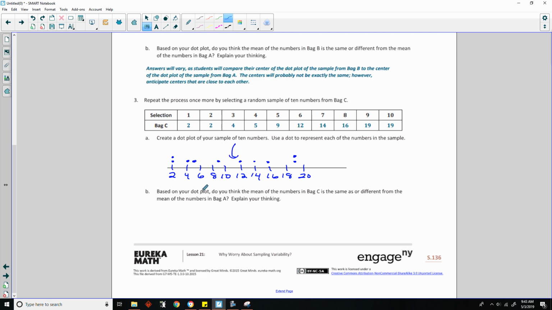So based on your dot plot, do you think the mean in bag C is the same or different? Well, I'd say it's different because the mean in bag A was 15. Explain your thinking. Well, the center looks to be around 11 or 12. So I think that 11 or 12 is different than 15.